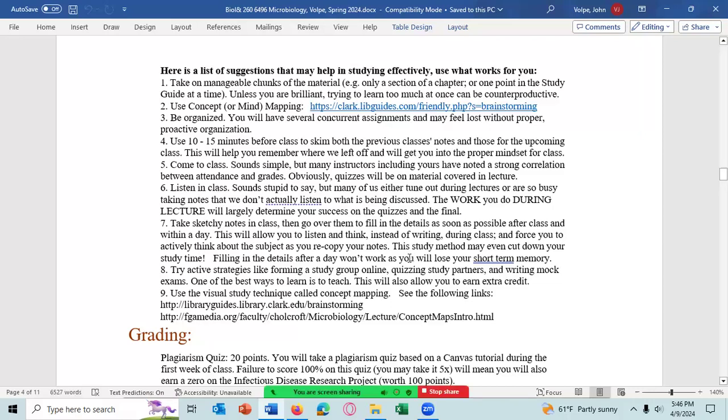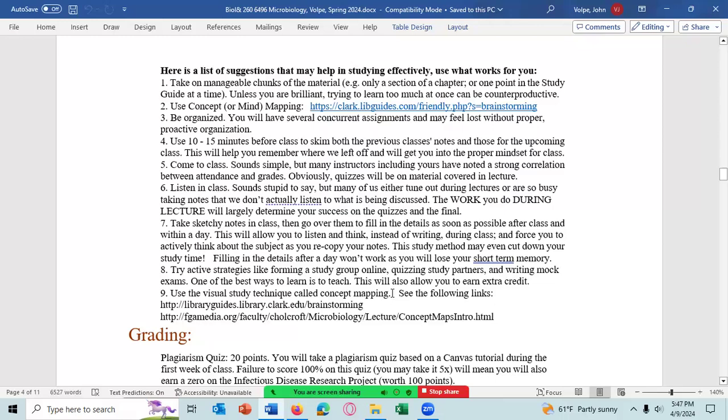This will actually cut down your studying time because you will be hearing the material, writing notes, and then going over your notes. So that's 3 times you'll be getting the material, and that'll help you learn the material. Try active strategies like forming a study group online, quizzing study partners, writing mock questions. One of the best ways to learn is actually to teach.